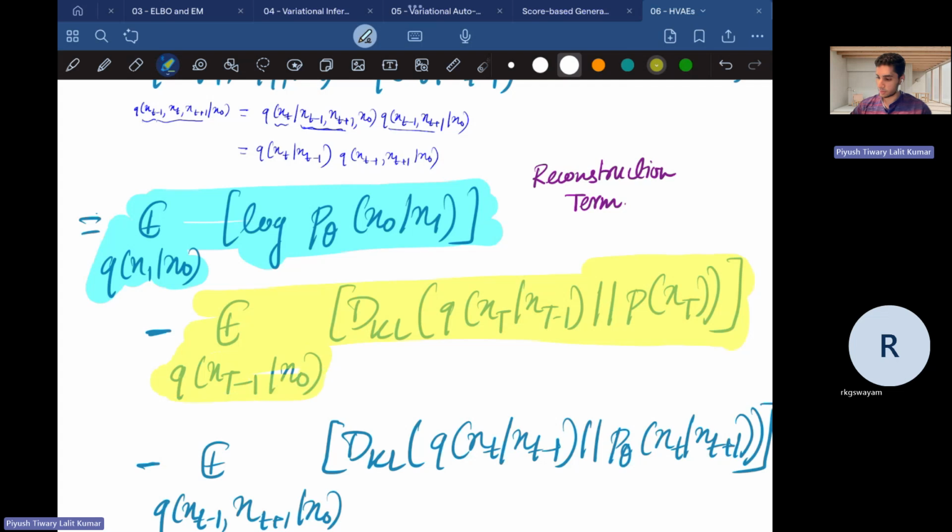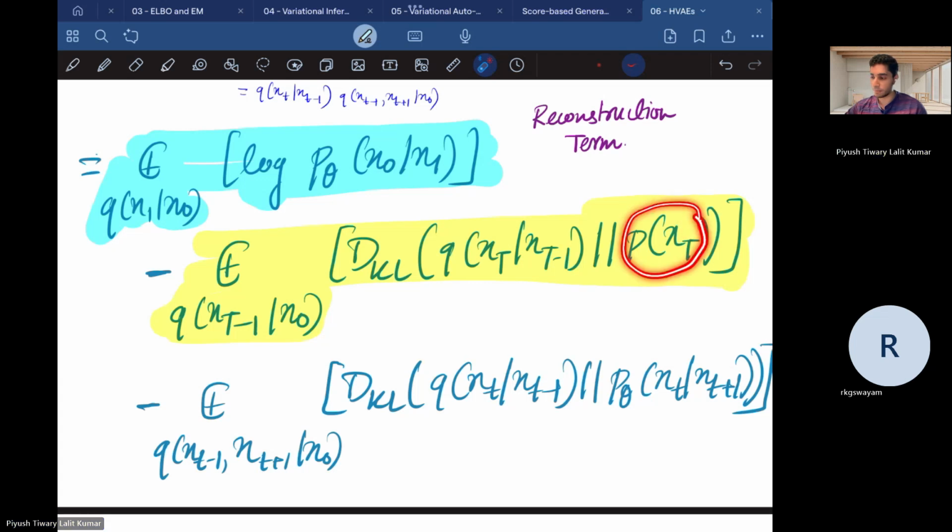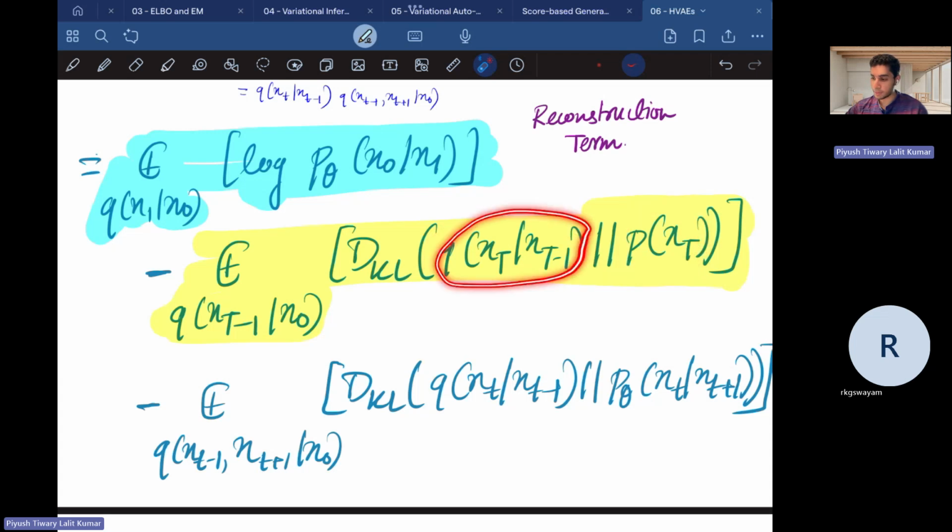So this term, what does this thing look like? This is like the prior matching or the regularization term, right? What is this thing saying? It is telling you that at the last step, whatever is your prior p of xt, which is the prior of your generative view, should match the distribution of q of xt given xt minus 1. So in your inference view, whatever is the last latent variable that you obtain should be the same in distribution as the prior of the generative view.